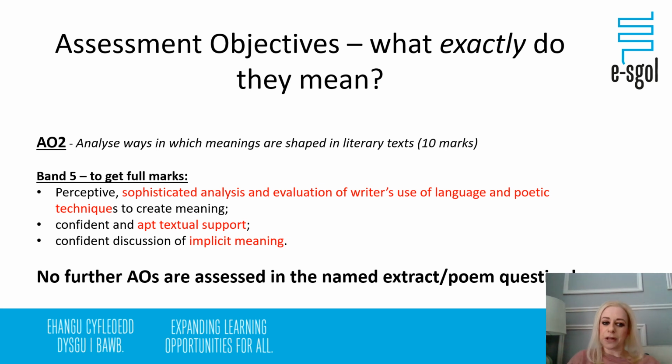And then that final bullet point, confident discussion of implicit meaning, that is historically what would have been AO5 in another question. So it's your ability to dig deep for meaning and also acknowledge that the poem or parts of the poem can be acknowledged in different ways, can be interpreted in perhaps more than one way. More about that a little later on. Just to remind you though that no further assessment objectives are assessed in this first question. Just focus on AO1 and AO2.